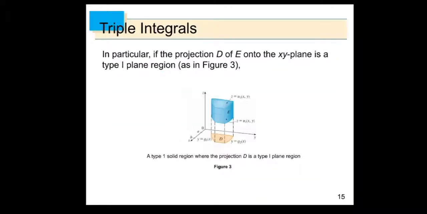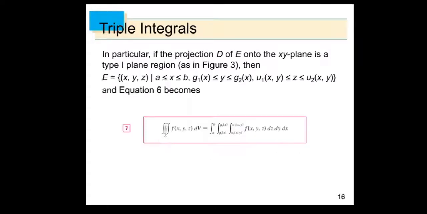In particular, if the projection D of E, we can see the projection D in the xy plane, and we can see that this particular surface of E on the xy plane is a type 1 plane region. So we will simply call it a type 1 region when we have this particular condition. We will have our projection on the xy plane, and then we will have two particular functions, u1 and u2. This would actually be our type 1 plane region.